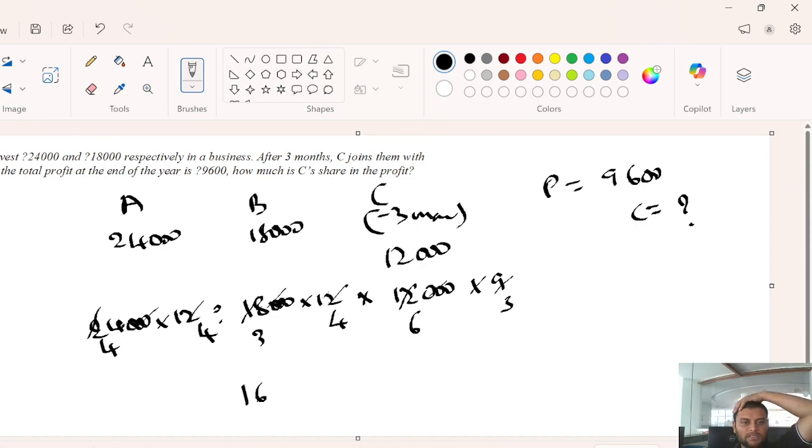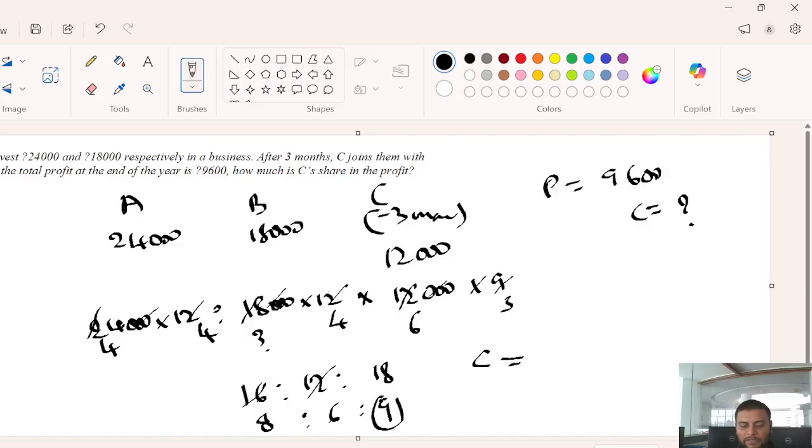4 fours are 16, 3 fours are 12, 6 threes are 18. Still there is a possibility of 2 eights, 2 sixes, 2 nines. So 8 is to 6 is to 9 is the ratio. In that they are wanting C's share, guys. So 9 will be representing C. So 9 divided by 9 plus 6 is 15, 15 plus 8.